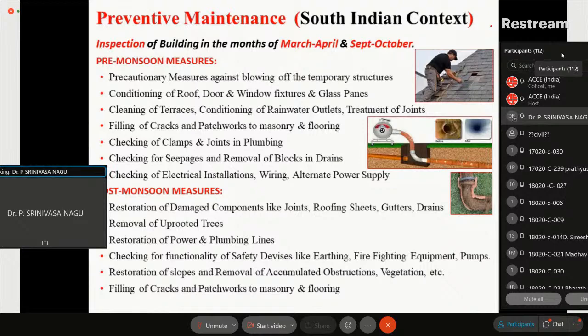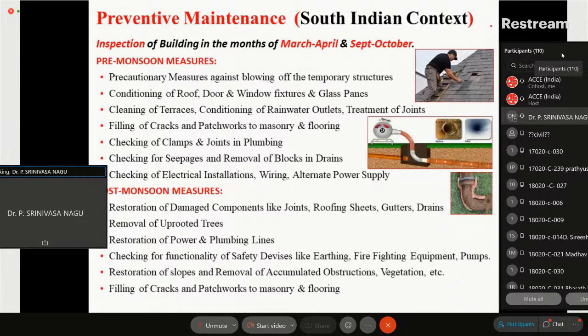So, filling of cracks and patchwork to masonry flooring. Which crack to be filled when? This all depends. There cannot be a single rule. It all depends on why the crack has formed. Okay. Then checking for clamps and joints in the plumbing and rainwater pipes, all these are fixed through clamps, isn't it so? Then the joints, seepages, and removal of blocks in drains, electrical installations, wiring, alternate power supply.